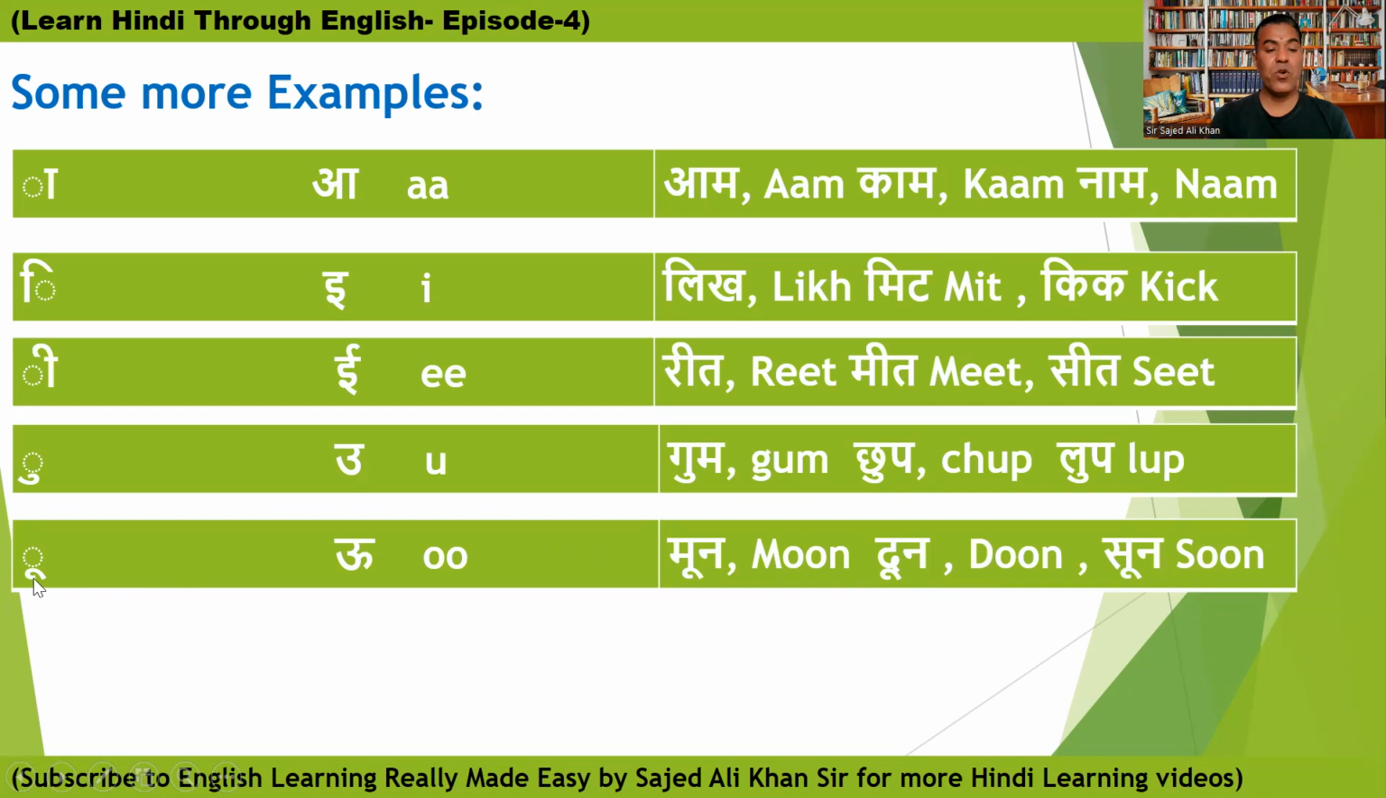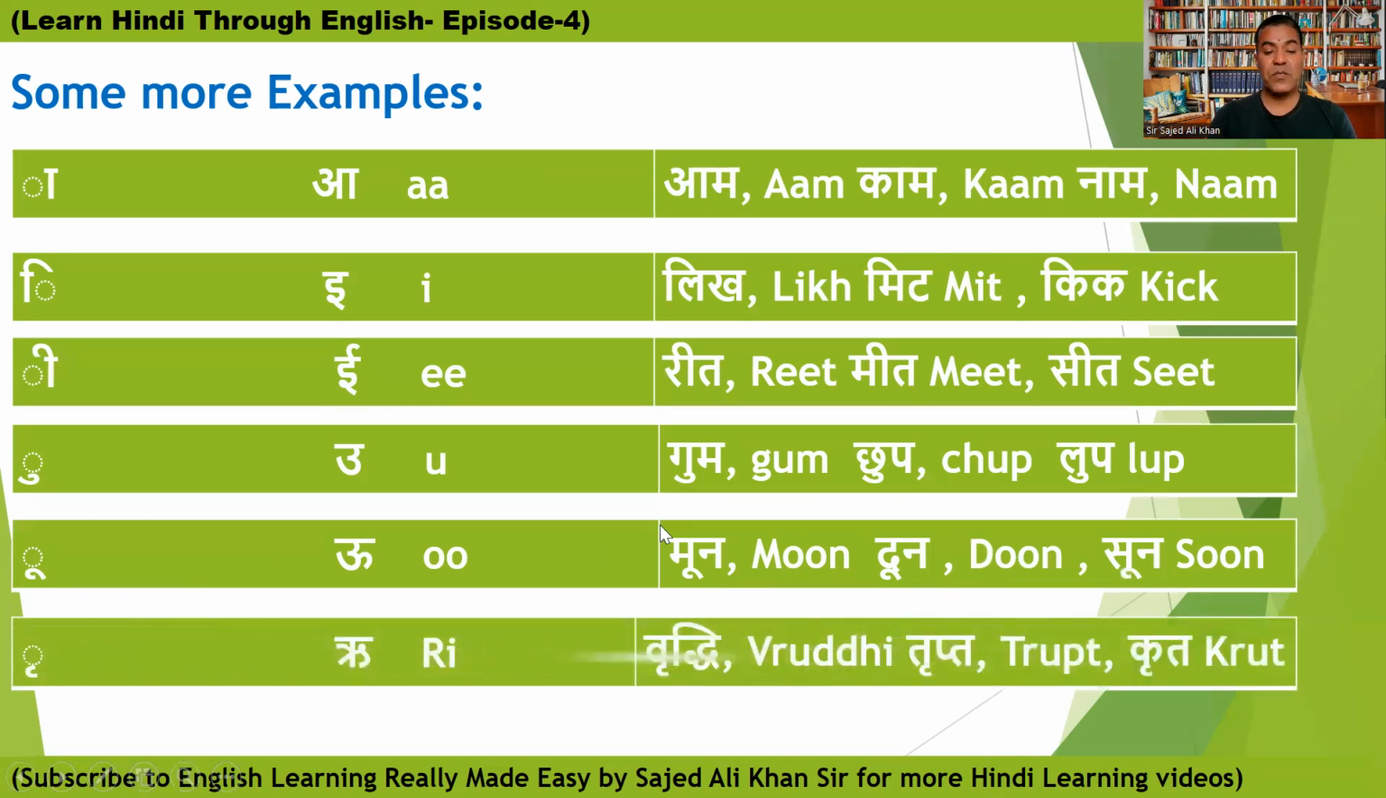So this will be the symbol. Remember, if you want to drag the sound, use this symbol. If you don't want to drag it, use this type of symbol. Okay, next is re, the sound of re. And a small re is written like this. See, vriddhi, trut. We have written a small r like this here, trut, and krut.